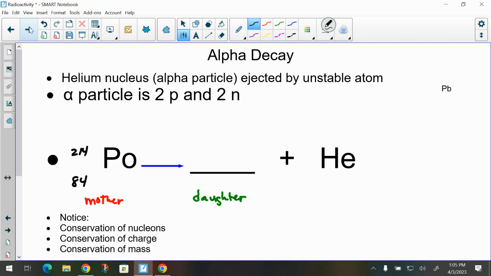So the first one's called alpha decay. And alpha decay is just addition. It's just a fancy way of saying 2 protons and 2 neutrons fall out of the nucleus.